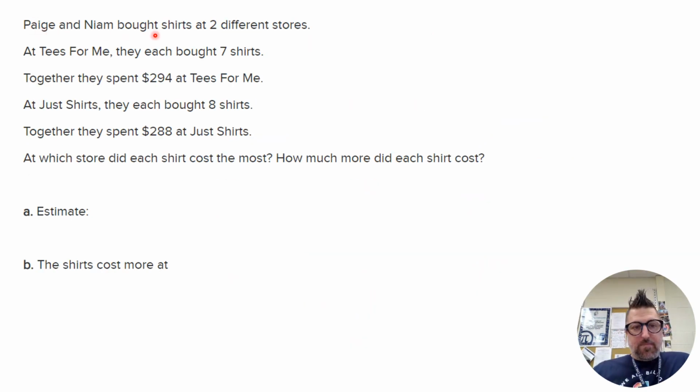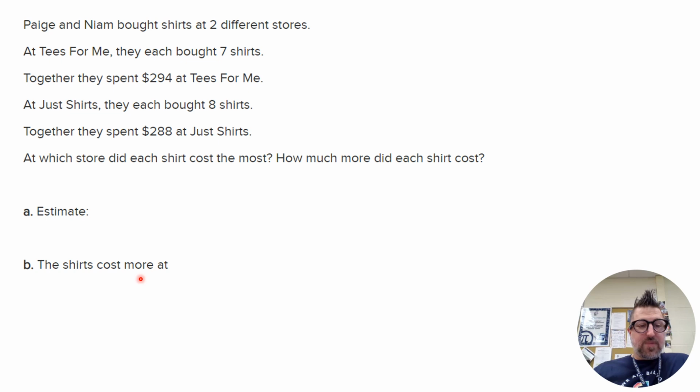Paige and Neum bought shirts at 2 different stores. At Tees for Me, they each bought 7 shirts. Together, they spent $294 at Tees for Me. At Just Shirts, they each bought 8 shirts. Together, they spent $288 at Just Shirts. In which store did the shirt cost the most? How much more did each shirt cost?